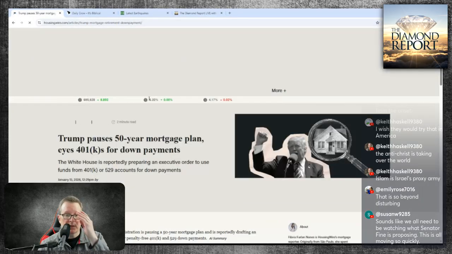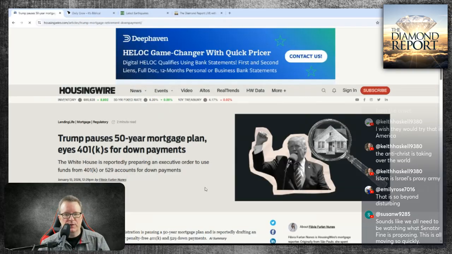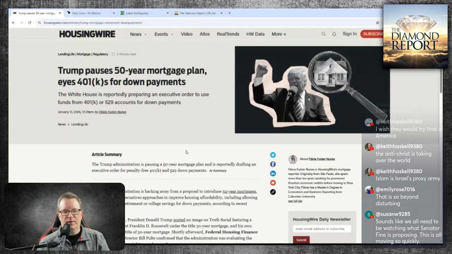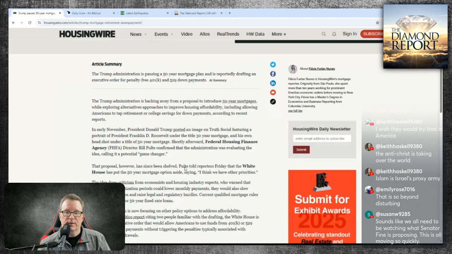All right. I thought this one was pretty wild. Trump pauses 50-year mortgage plan, eyes 401ks for down payments. And what I have here is Trump pauses 50-year mortgage to ensure participants can liquidate their entire 401k to embrace the half century of debt slavery. Lovely, huh? So they're going to go after 401ks to help with the 50-year mortgage plan. The White House is reportedly preparing an executive order to use funds from 401ks or from 529 accounts for down payments.